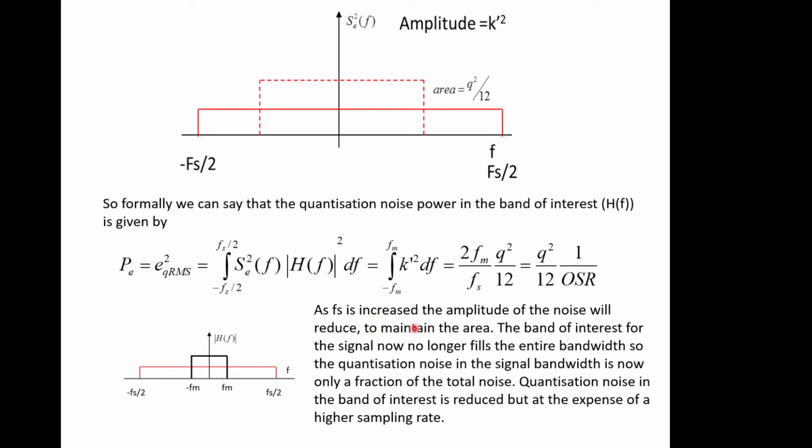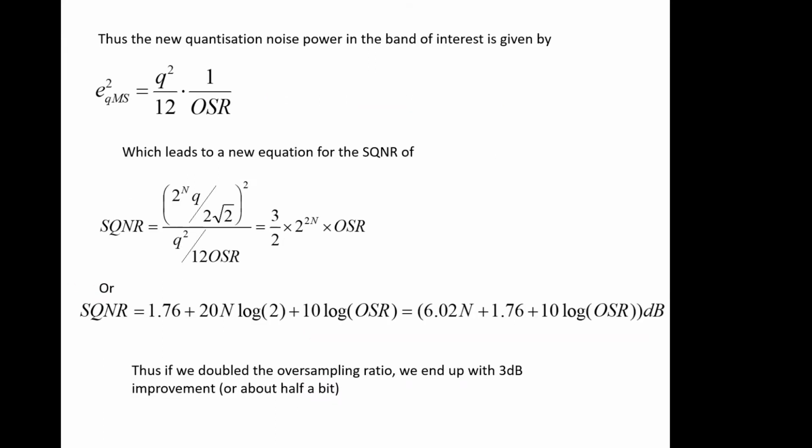So as Fs is increased, as we move this point out further, the amplitude of the noise in this area gets lower, which is what we've just said in the previous slide. So we've actually got less noise in our band of interest, assuming we can filter this out, but we've obviously upped the sampling rate, so we've got a lot more data than we had before. But that's okay. That's maybe a trade-off that we're interested in doing. So from the previous slide, the new quantization noise power in the band of interest is given by Q squared over 12, which is what it was before, divided by the oversampling ratio. So if we sample higher, the power in the band of interest goes down.